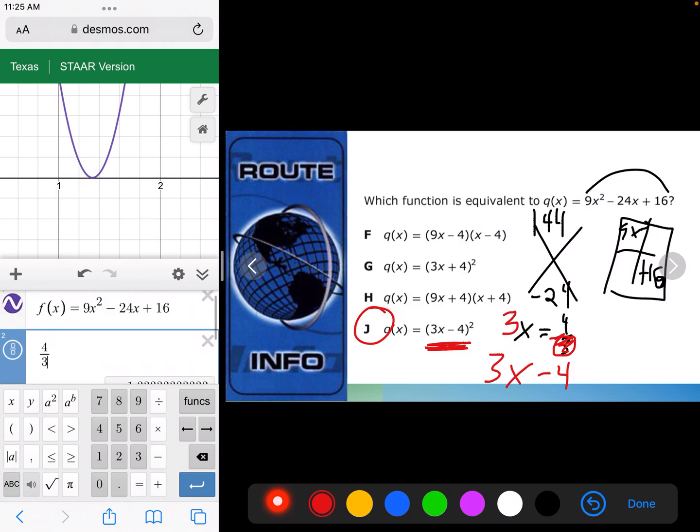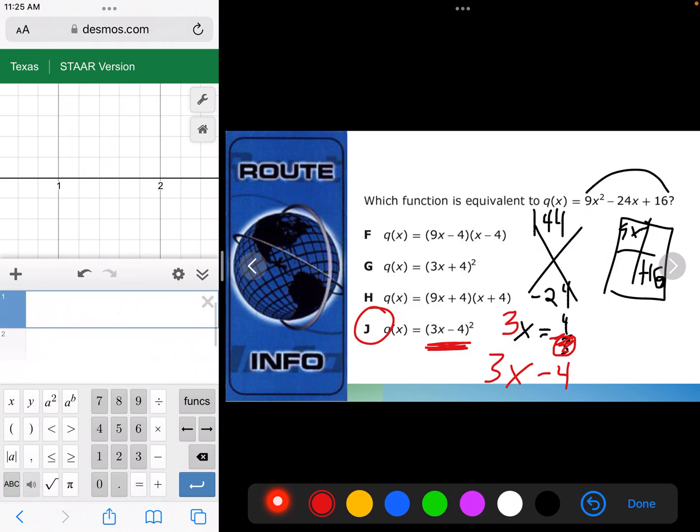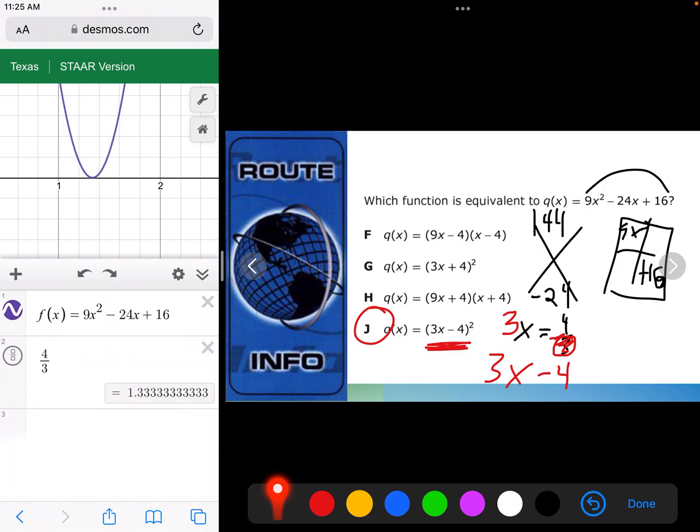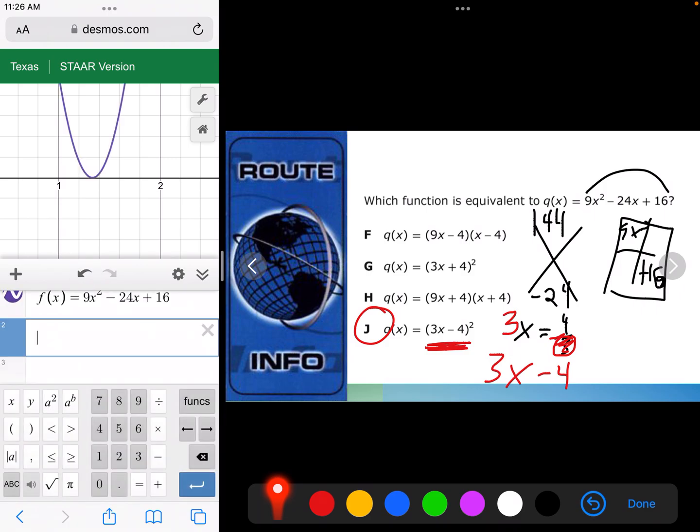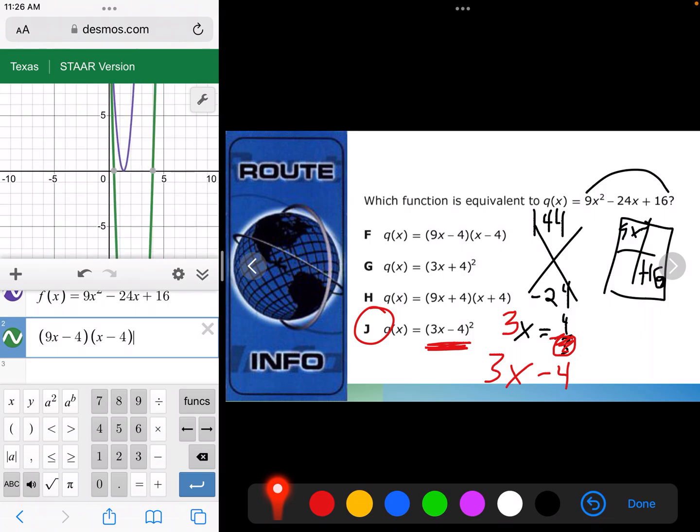Well, remember, there's a shortcut to finding the linear factors. You can do bottoms up, so we're going to take that bottom number and stick it in front of x. Now we need to get the number on the same side, so I move that plus 4 to the other side by making it a negative 4. And if you look, the only one that has 3x minus 4 is J. That's the answer.